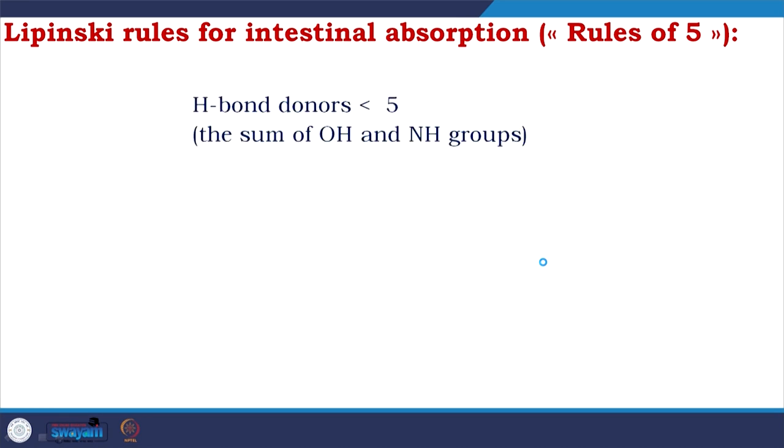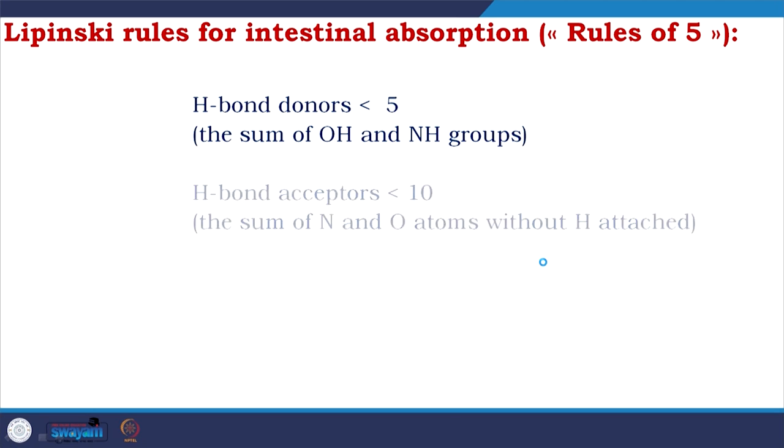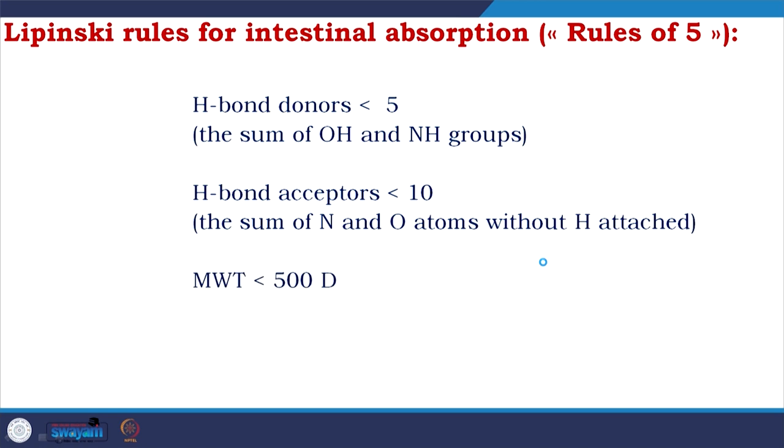According to that rule, the hydrogen bond donor should be less than 5, which is the sum of hydroxyl and NH groups. Hydrogen bond acceptor should be less than 10, the sum of N and O atoms without hydrogen attached. The molecular weight would be less than 500 Dalton and the log P would be less than 5. Because all the values are multiples of 5, it is called Lipinski's rule of 5.